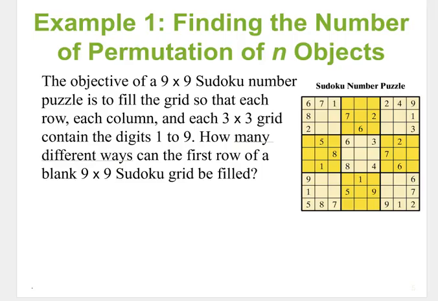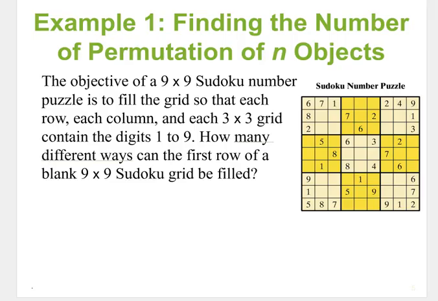All right, so the objective of the 9x9 Sudoku number puzzle is that you're filling in the grid so that each row, each column, and each 3x3 grid contains the digits 1 through 9. So if we look at that problem by itself, how many different ways can the first row of the blank 9x9 grid be filled? So pretend it's blank. How many different ways could I fill in that row?